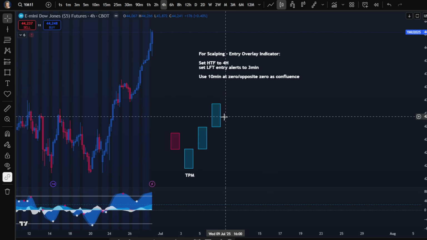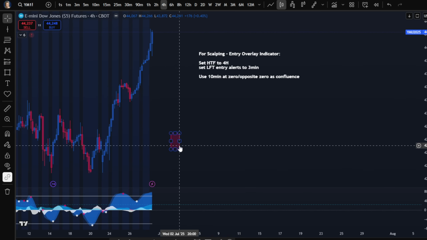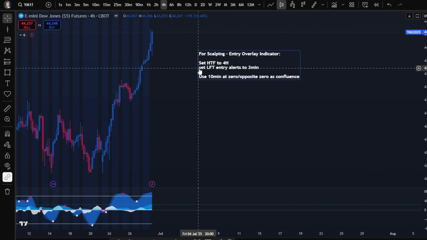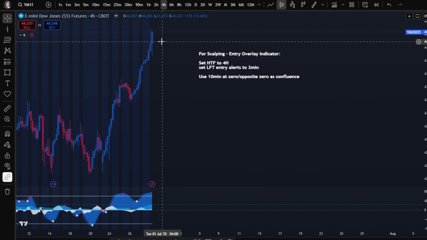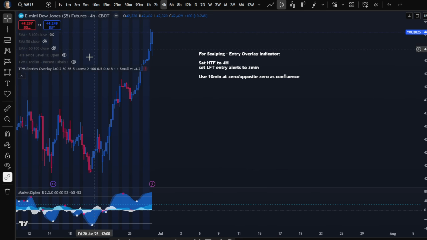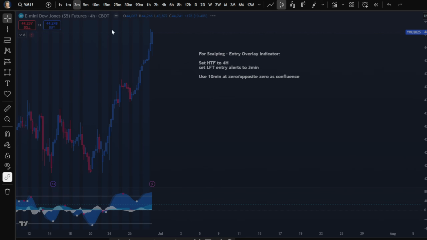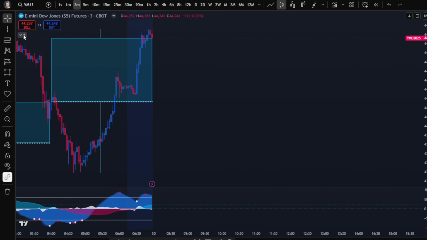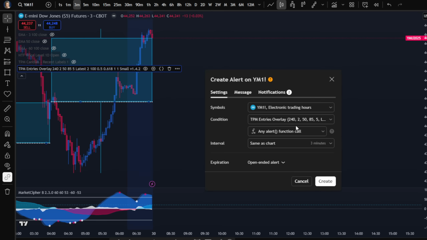So I've showed you the 4-hour. I'm going to delete this now. We don't need it. And then I'm setting my alerts on the indicator on the 3-minute time frame. Okay. And so you go down to the time frame that you want to set it on, or you can change it in the indicator, right? So you go down to the 3-minute, and then you set the alerts, and as Charlie said, all you have to do is use any alert function call, and you can see it's the same as chart there, 3 minutes.